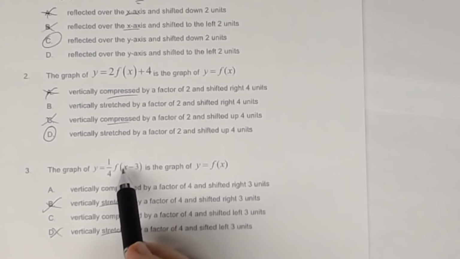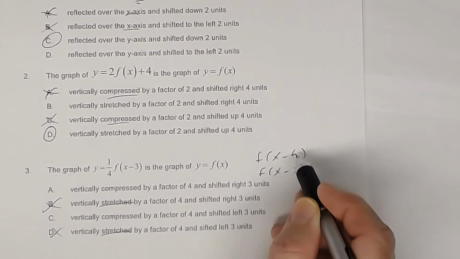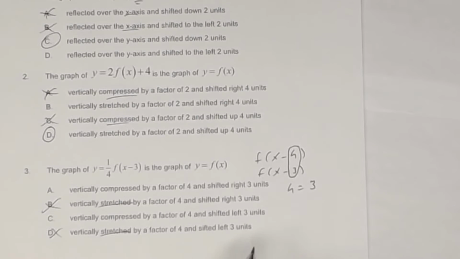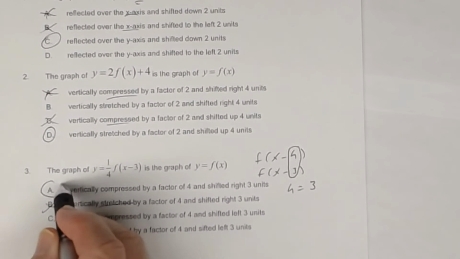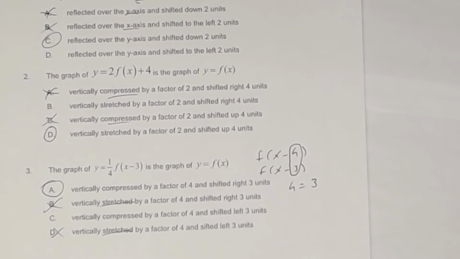And so remember, if you have that number inside the parentheses here, that's going to be a horizontal shift. But you got to remember x minus h. So f of x minus h, so this is f of x minus 3, so h is a positive 3, right? So since h is a positive 3, you're going to move to the right 3 units. So you got to see which one works. So vertically compressed by a factor of 4, and then shift right 3 units. That's A. Okay? So vertically compressed by a factor of 4, and then shift to the right 3 units. All right? Okay, so that was number 3.